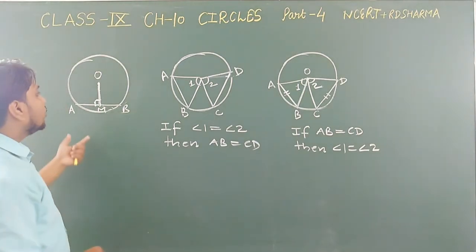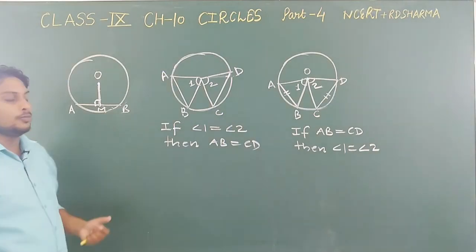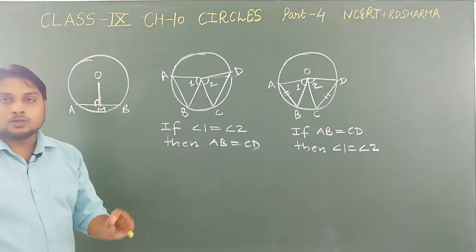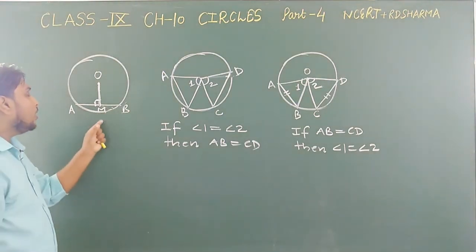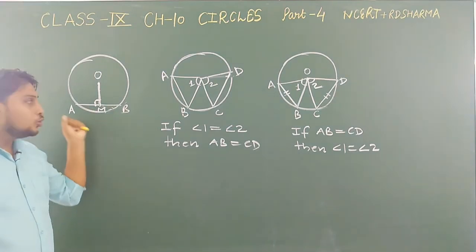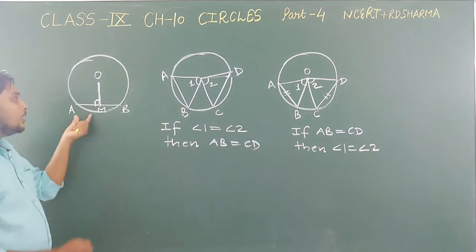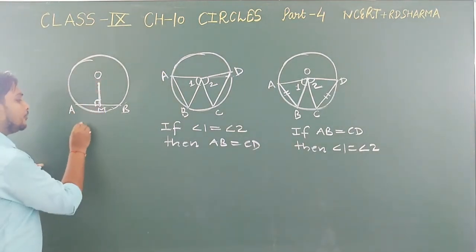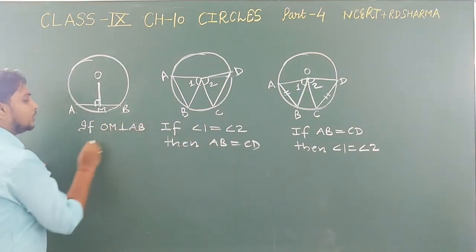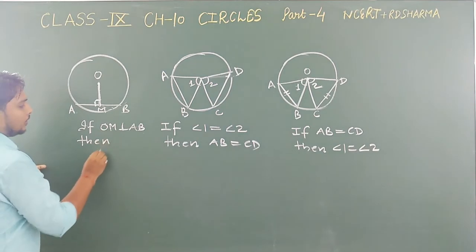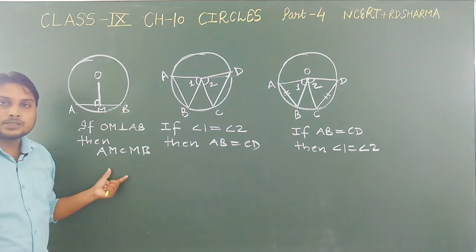Students, today we will start with the converse of this theorem. Once again, the statement of this theorem was that the perpendicular drawn from the center of the circle to the chord bisects the chord. Means here, if OM is perpendicular to AB, then AM is equal to MB. This we have studied.